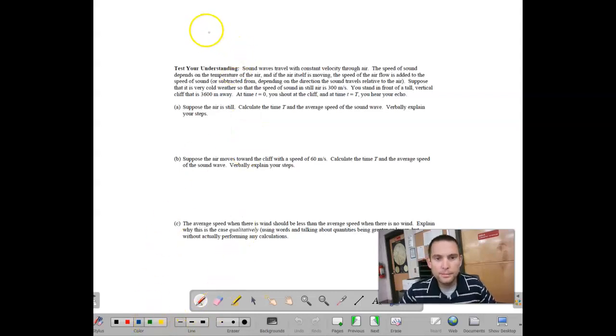Okay, sound waves travel with a constant velocity through air. The speed of sound depends on the temperature of the air, and the air itself is moving. The wind speed is added to the speed of sound, or subtracted from it, depending on the direction that sound travels relative to the air.